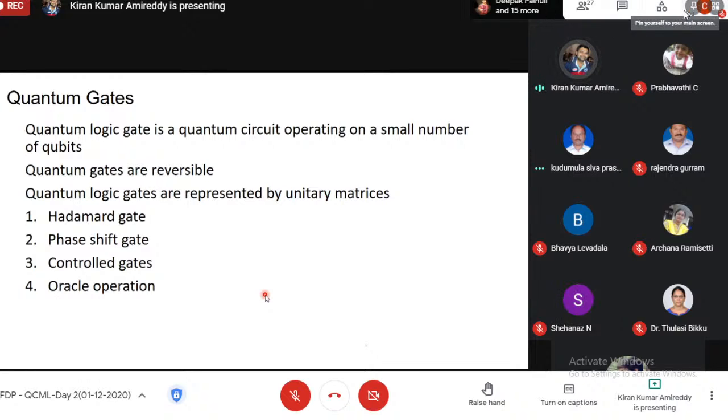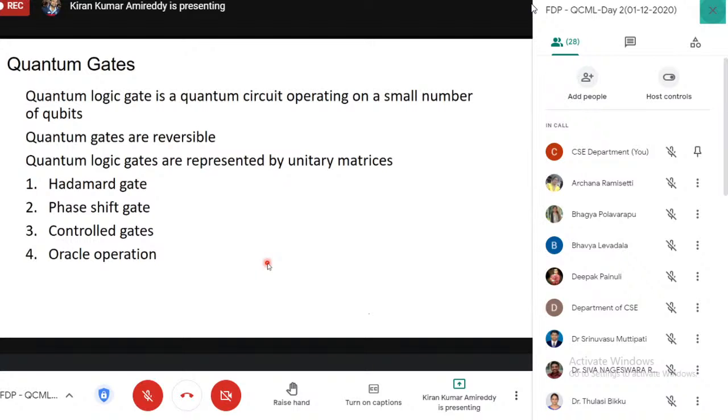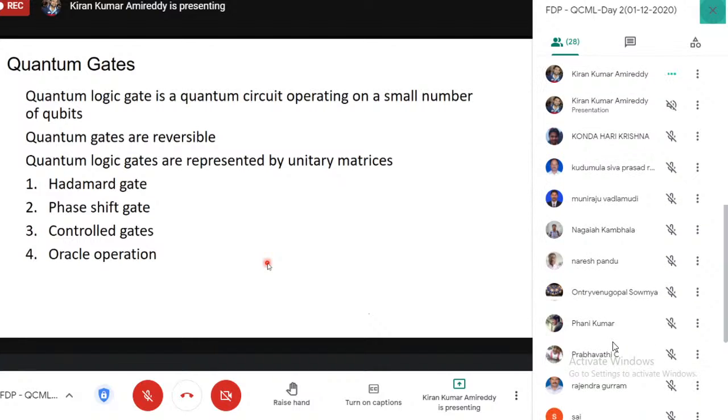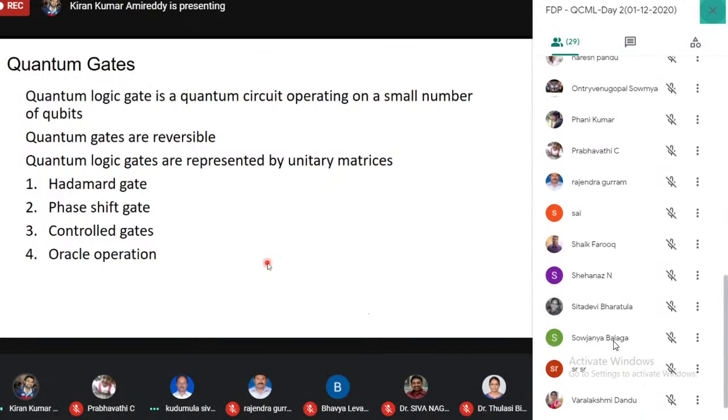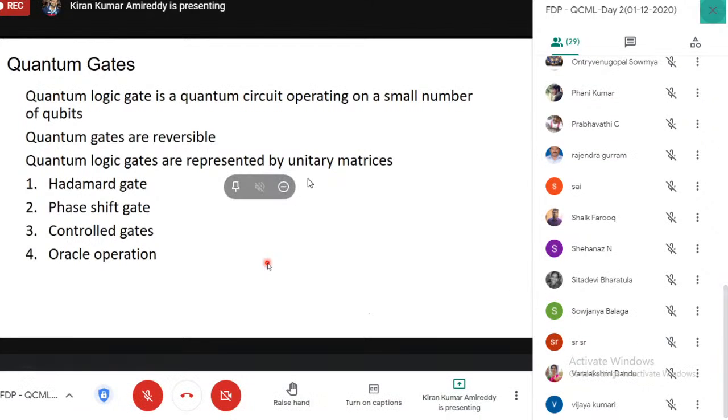So we'll see how the Hadamard gate and all the gates are represented. It's like our simple mathematical formula, like (A plus B) whole square; we use the same thing. These are the syntax, we can say in computer terminology. If you know the syntax, we need to follow it when we are writing the sequence in programming. So these are the gates.